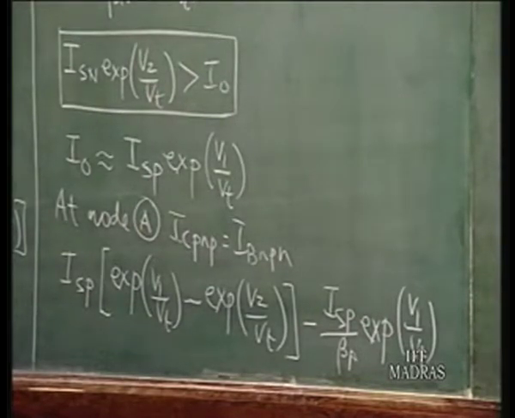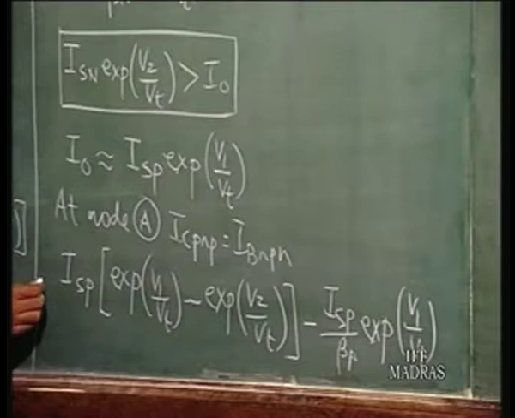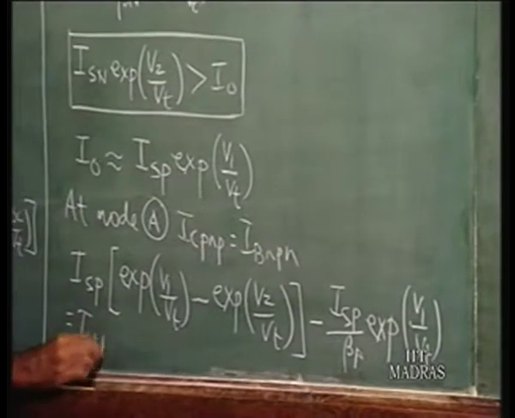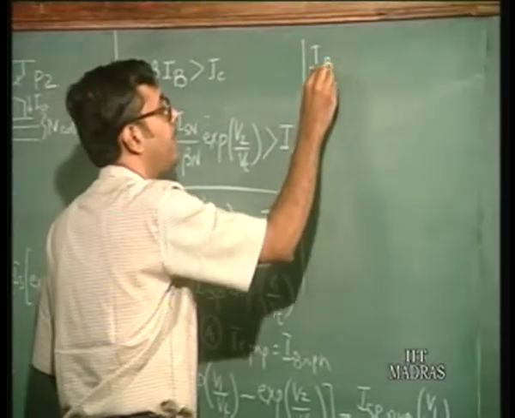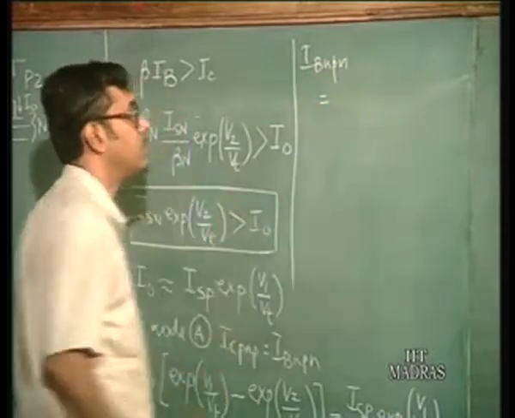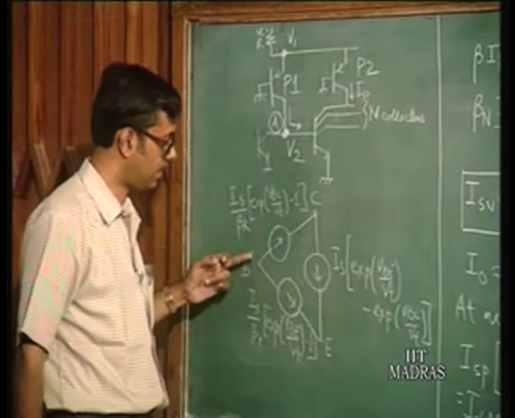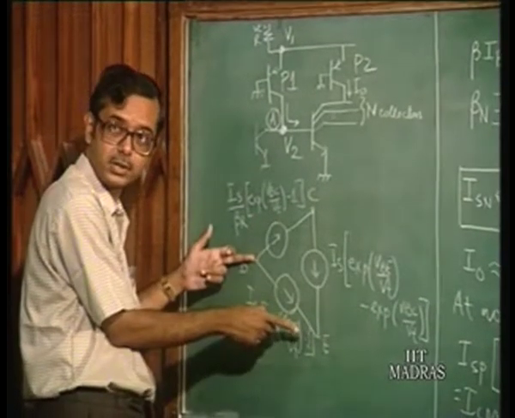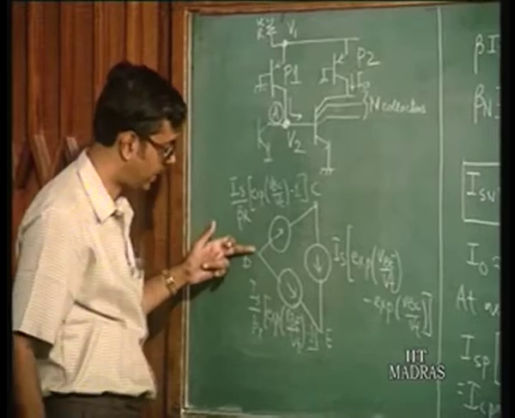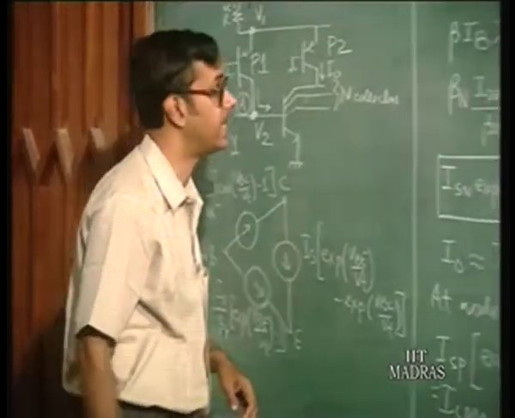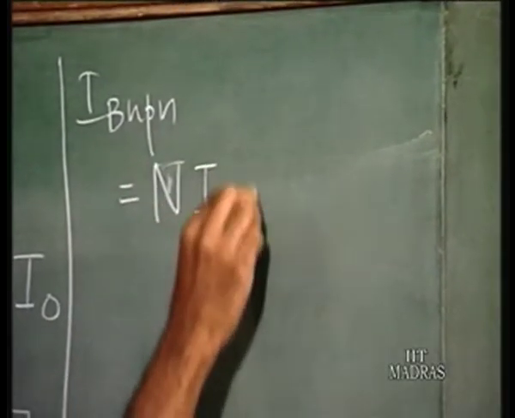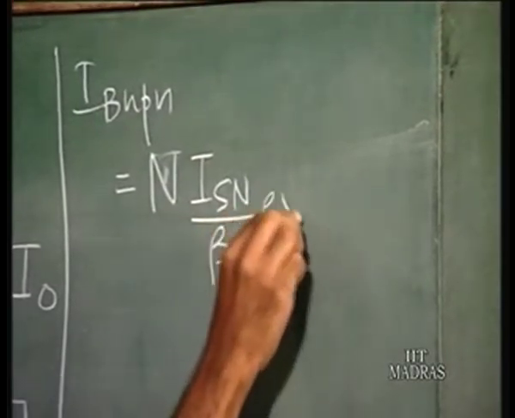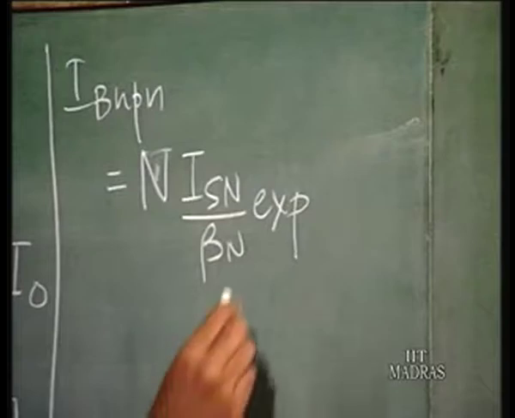So what is the base current of the NPN transistor? This is ICPNP. IB NPN is going to be equal to the sum of these two current sources for the NPN, which we have already taken. So ISN by beta n exponential V2 by VT, with n times the total base current.